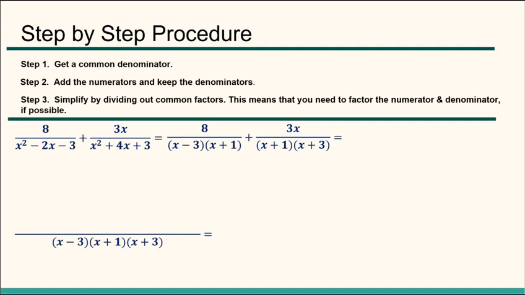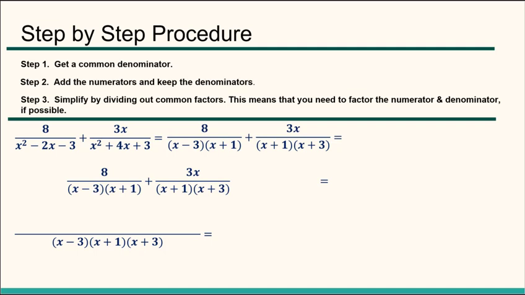I'm going to need an x minus 3. I'm going to need an x plus 1. And I'm going to need an x plus 3. Now, I don't need to duplicate those x plus 1s because I just need one of them, and it'll make my problem simpler if I just do it this way. So let's write down what we have.